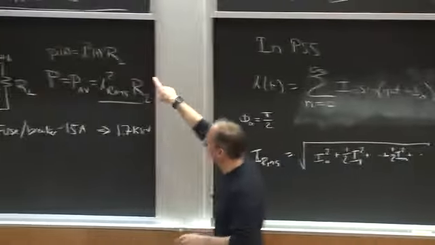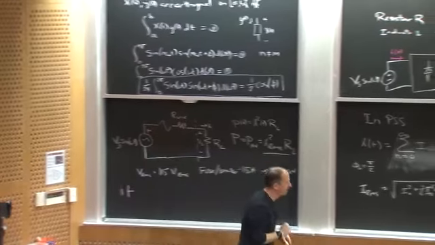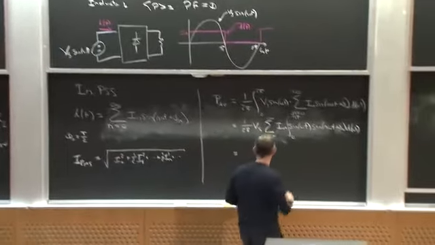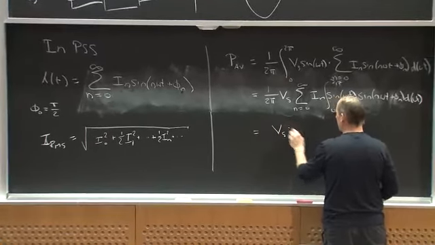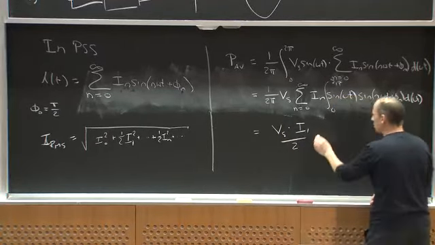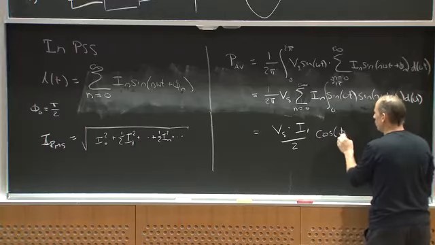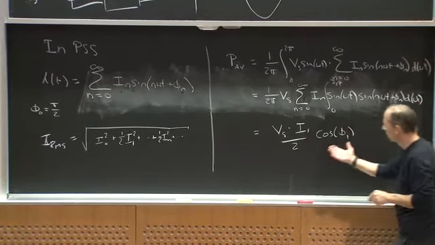And so what I'm going to get is, and I can put this 1 over 2 pi here, and if we come back to my original equation here, I have that 1 over 2 pi here. So what I get is Vs times I1 over 2 cosine of phi 1. Okay? So the nice thing is that everything else drops out.